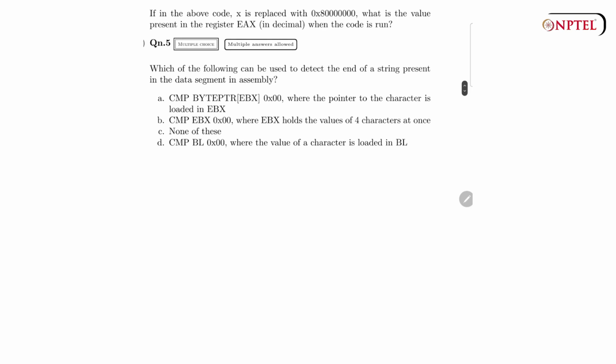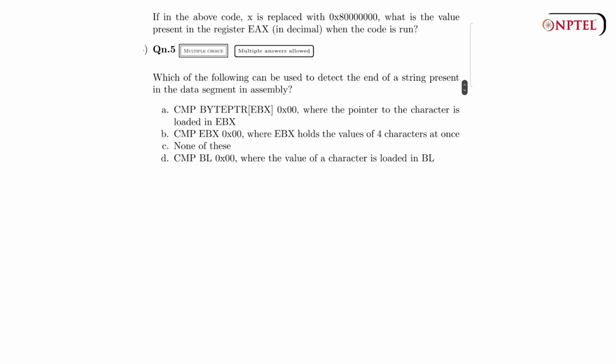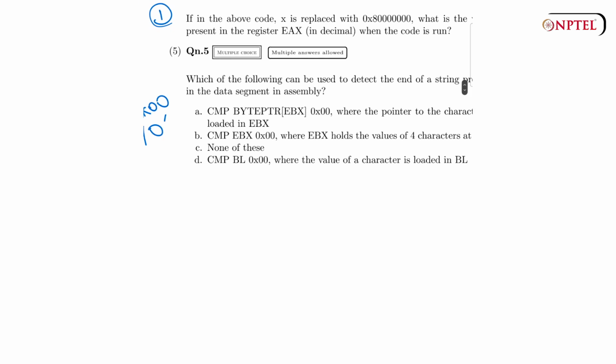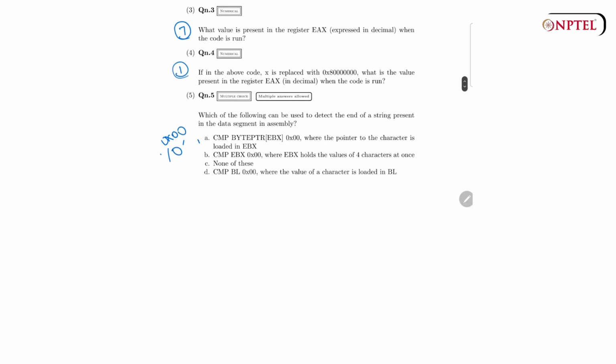Compare byte pointer EBX, 0x00, where the pointer to the character is loaded in EBX. If the pointer to the character is loaded in EBX, that means this square bracket EBX is giving me the value. Byte pointer of square brackets EBX is giving me the value at the end of the string. And if that is equal to 0, then I have come to the end of my string, which means this is the right option. If I'm able to compare the final value with 0, I'm getting the right way.